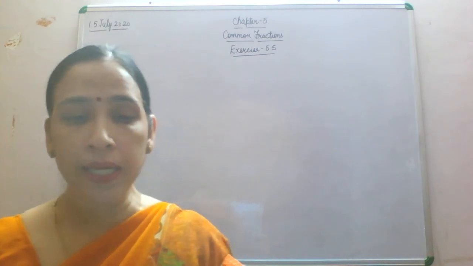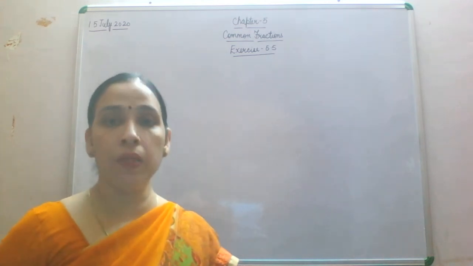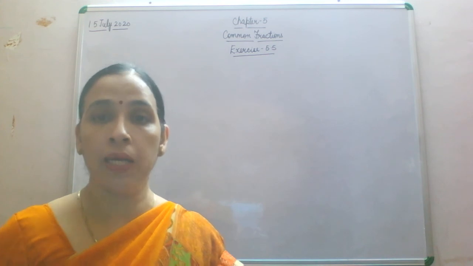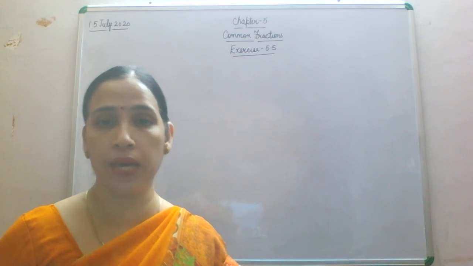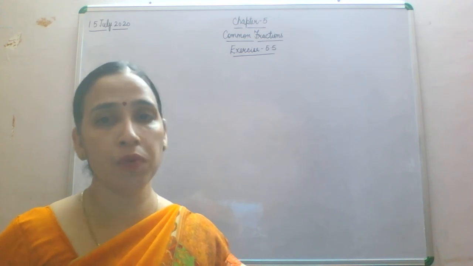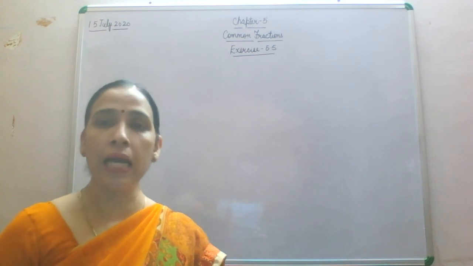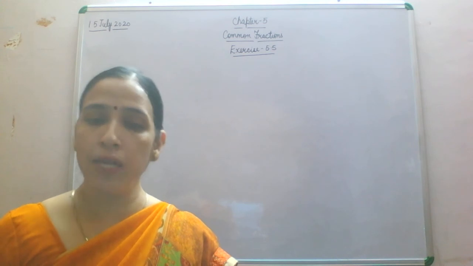So children, let's start our question number 3. Now what is question number 3? Again, in question number 3 you have to compare the given fraction with the other two fractions which are there in the question. Again, what we will do, the other two fractions will be changed into like fractions and then we will do the comparison. Fine. So let's start it.